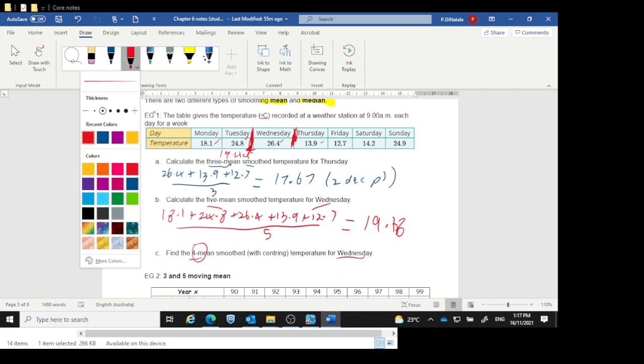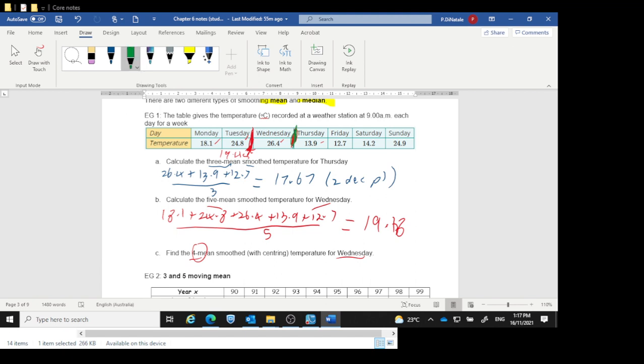I'm going to do the same for this gap right here. So I'm going to do 2 numbers before it, 1 and 2, and 3 and 4. Add them up and divide by 4 because we're looking at a 4 mean. When I do that, I get 16.8. But now I want to get back to the Wednesday. So I'm going to take those 2 numbers, 19.45 and 16.8, add them and halve them, and that brings it back to the Wednesday number. When I do that, I end up getting 18.125.